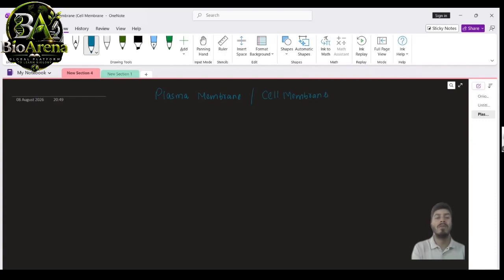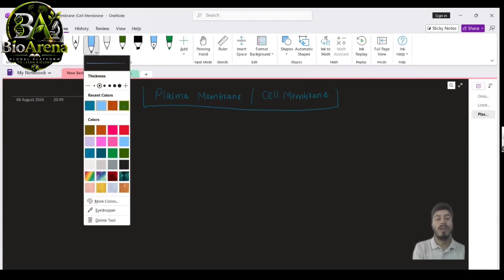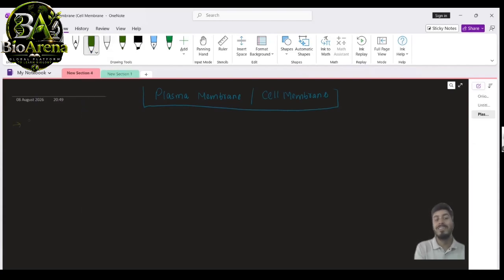So what is the plasma membrane or cell membrane? Basically, the plasma membrane or cell membrane is the outer boundary of the cell. Okay, it is outside the cells.